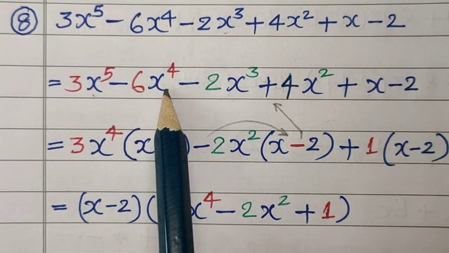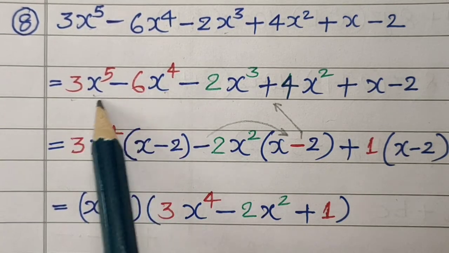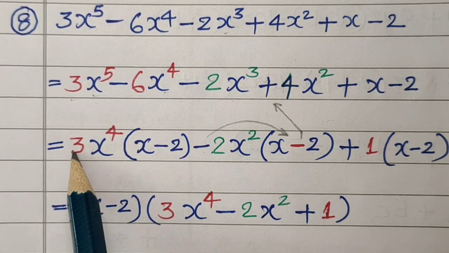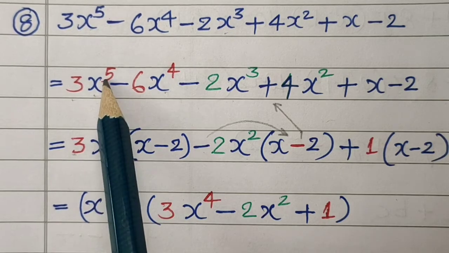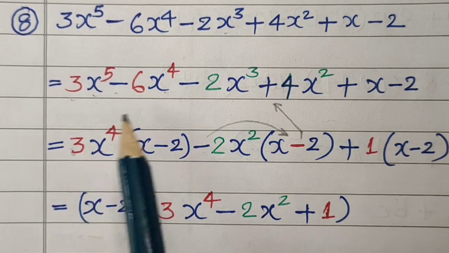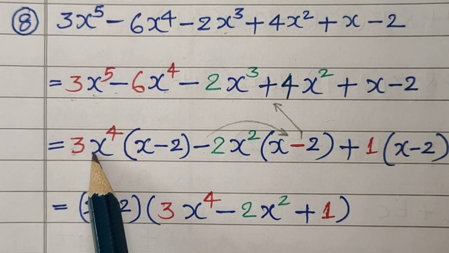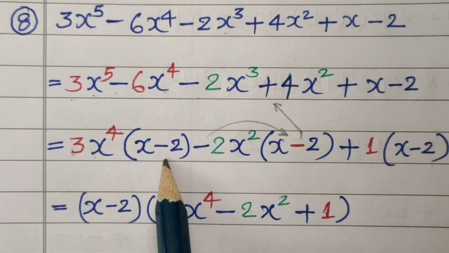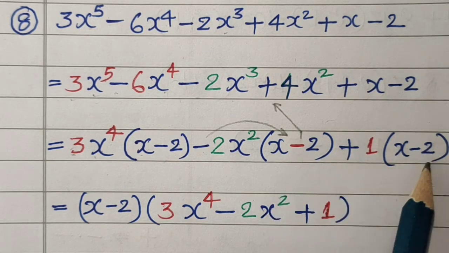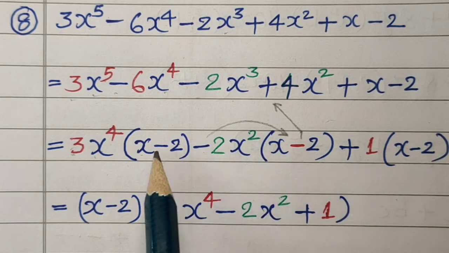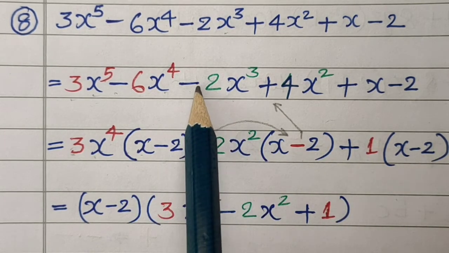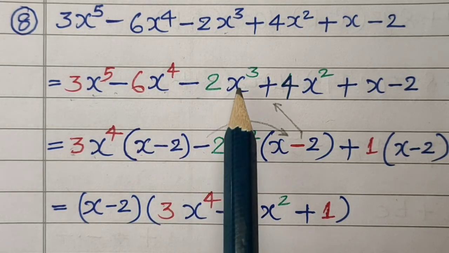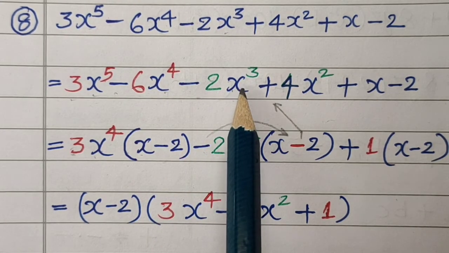X to the power of 5, x to the power of 4 is there. Among 3 and 6, we are taking 3 as a common factor. 3x to the power of 4, then x is left, minus 3 2s are 6, x to the power of 4 we have already taken. Among these two, once we get x minus 2, we have to see that in all the places we get x minus 2. So we have a plus here, there is a minus here, we have to take out minus as common, so that whatever x is there, we get plus.